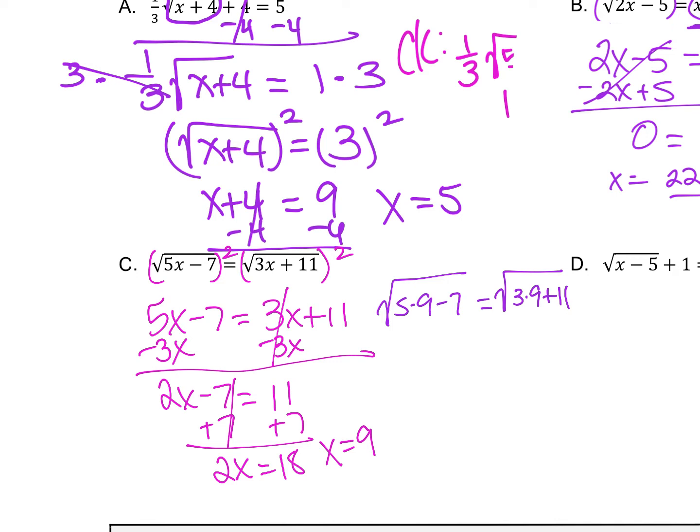So if you're checking it using a calculator, make sure you just type one side in, press enter, type the other side in, and make sure that they're equal. So that's 45 minus 7, which would be 38. So square root of 38. And then you would get 27 plus 11, which would be also 38. So square root of 38 does equal the square root of 38. So x equals 9 is the correct solution.